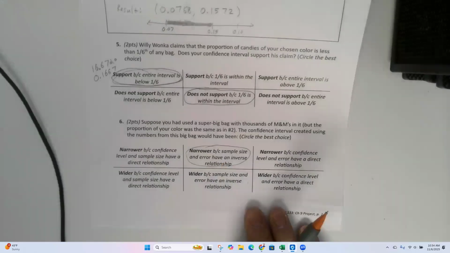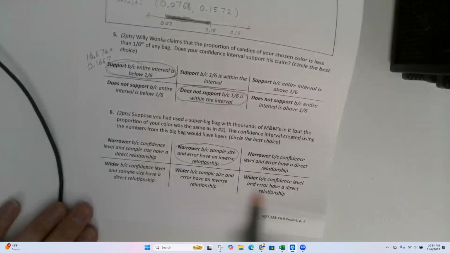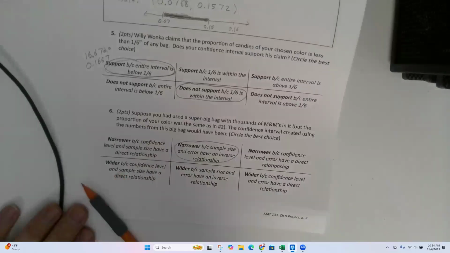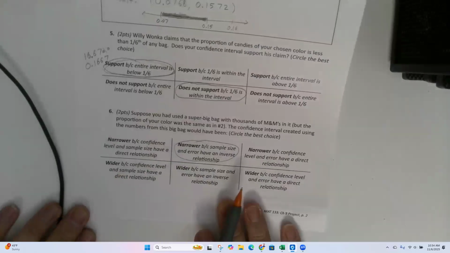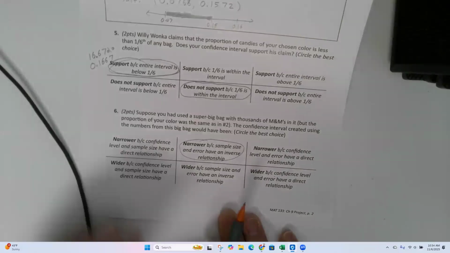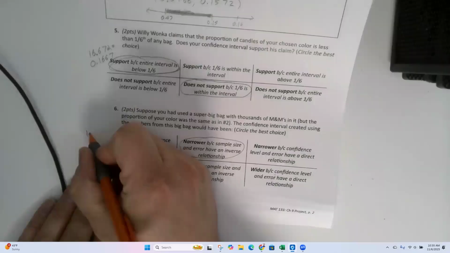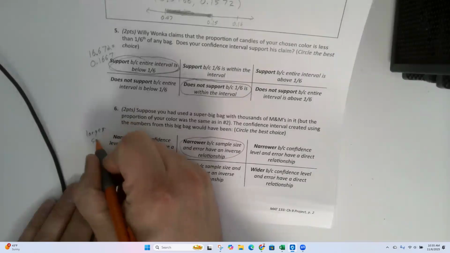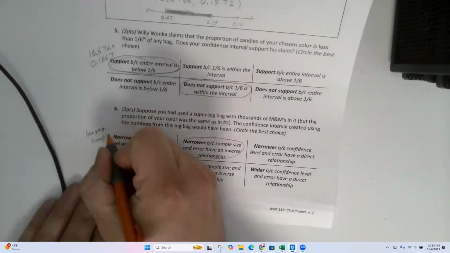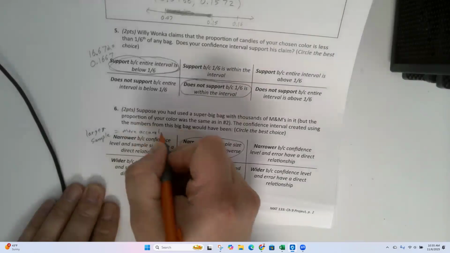By the way, these are relationships that some people might struggle with, so it's definitely a good idea to study those for the final exam. And we'll talk more about them as we go. If you're still not sure how that worked, the main thing is: larger sample size equals more accurate. That's how I remember it.